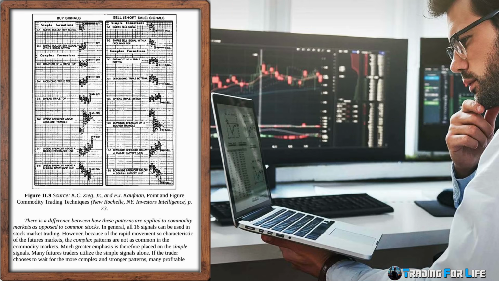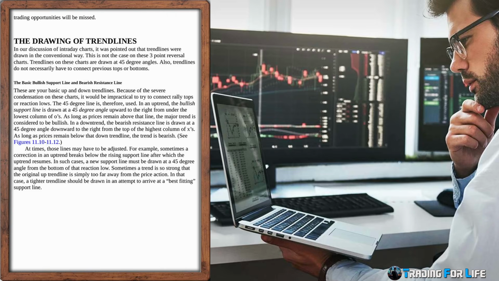There is a difference between how these patterns are applied to commodity markets as opposed to common stocks. In general, all 16 signals can be used in stock market trading. However, because of the rapid movement so characteristic of the futures markets, the complex patterns are not as common in the commodity markets. Much greater emphasis is therefore placed on the simple signals. Many futures traders utilize the simple signals alone. If the trader chooses to wait for the more complex and stronger patterns, many profitable trading opportunities will be missed.